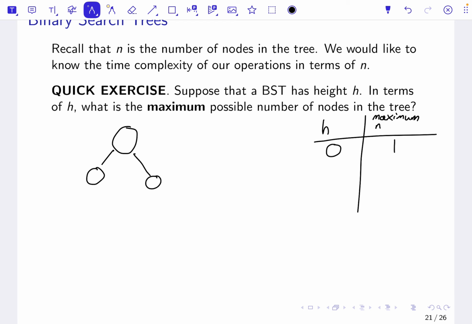I've added 2 nodes. Because we're concerned with binary trees, I've completely saturated that level of the tree. I can't add any more without increasing the height. And let's see, 1, 2, 3. Maximum n is 3. Now I'm going to add another level and completely fill it up. Now, with height 2, I can add quite a few nodes this time. Looks like 7.